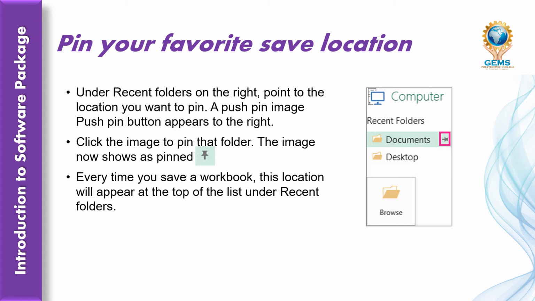Pin your favorite save location under the Recent Folders. You can see here under the Recent Folders there is a pin on the right. Point to the location you want to pin. A push pin image will appear on the right side. So click on the image to pin that folder. That image now shows as pinned. This is that image. So every time you save a workbook, this location will appear at the top of the list under Recent Folders.